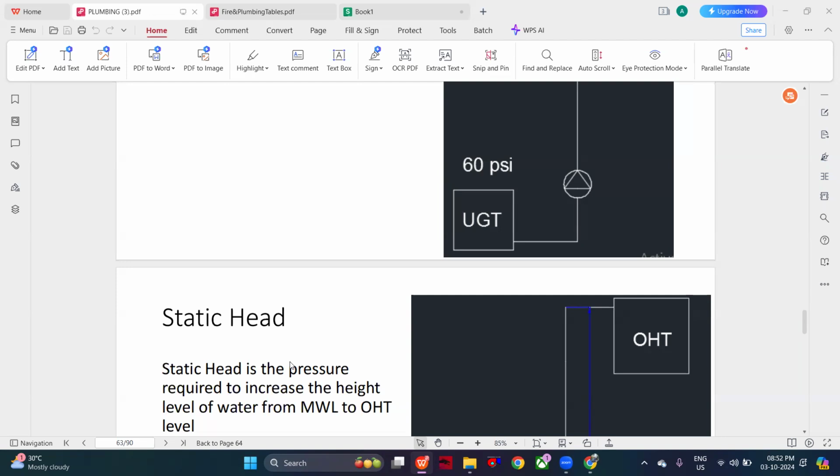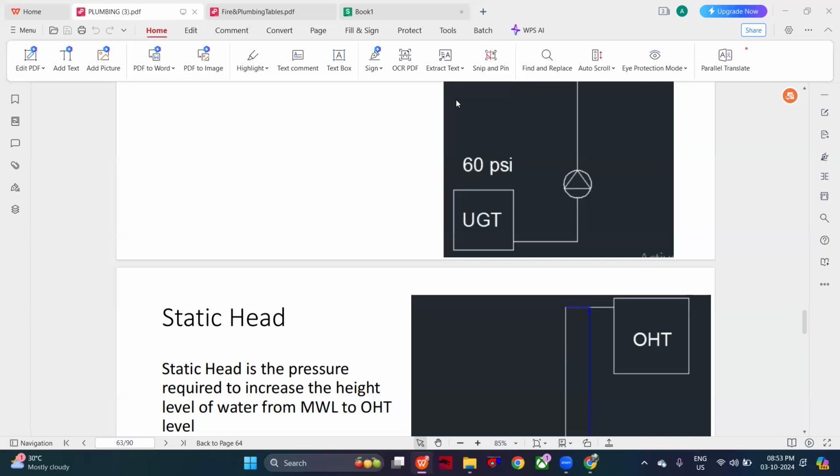Static head. Got confused here. Now we have that. Static head we only find out in our pipes, because the pipe is carrying the water. So you have to find out the pressure drop happening. The head means the loss, the resistance. The water will face resistance in our pipe. That loss I'm going to find out.